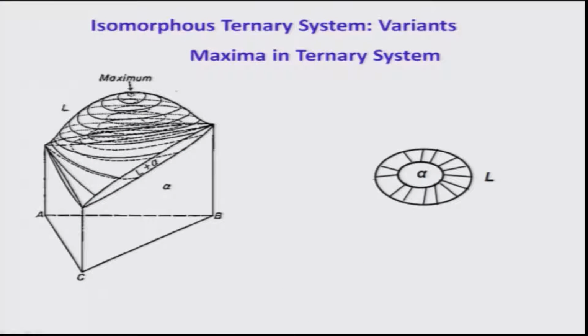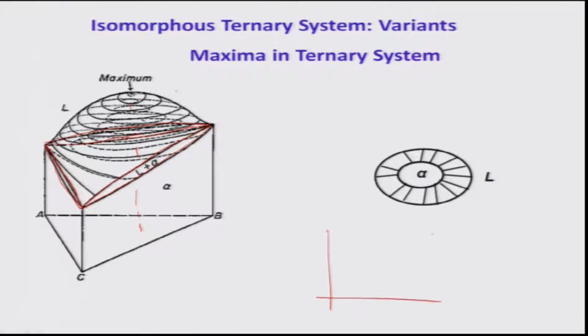The second variation is that I can also have a situation like this, which I was telling you. All the three binaries will be isomorphous type like this. This is one isomorphous, there is another isomorphous, and the third one is also shown, it is isomorphous. But inside the ternary triangle, the liquid actually develops a miscibility gap, and because of that there is a dome.